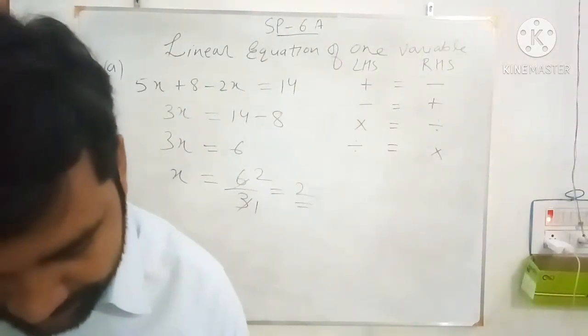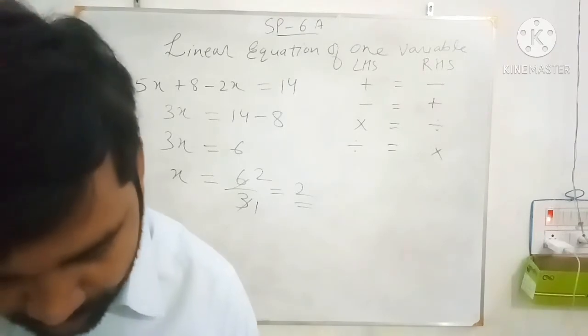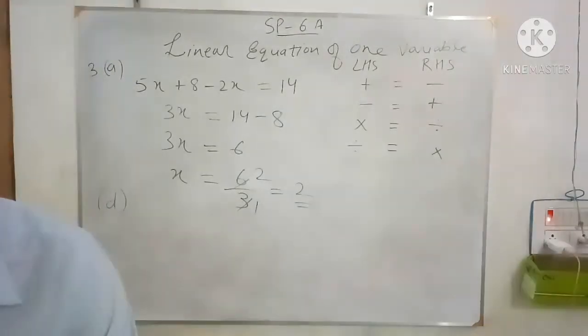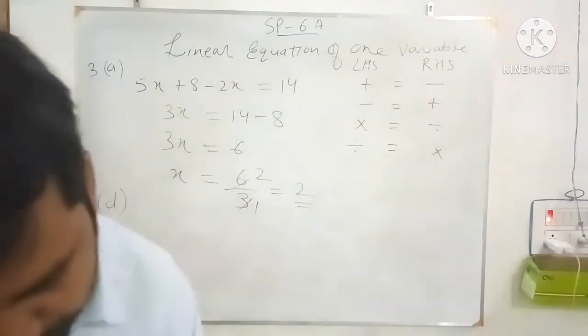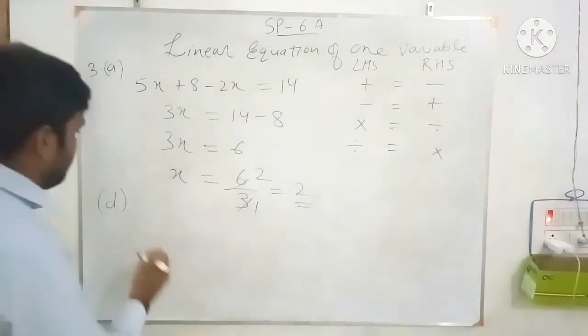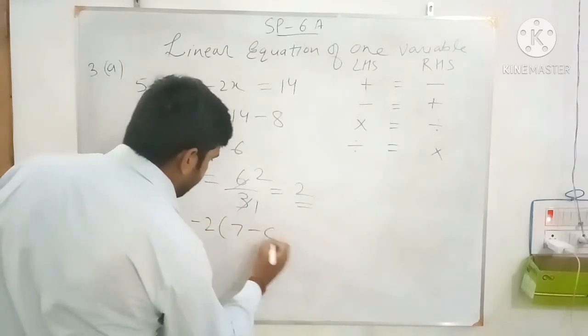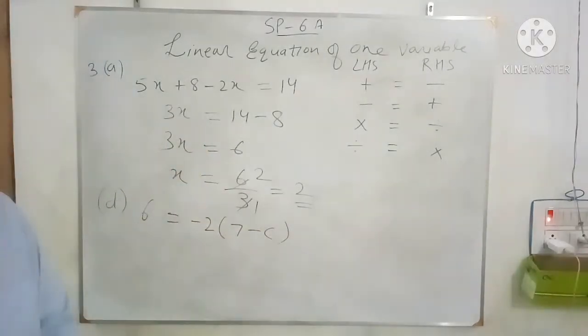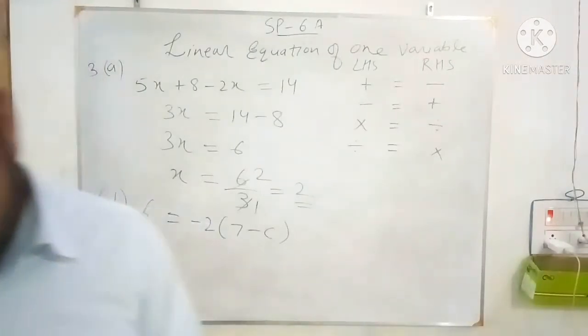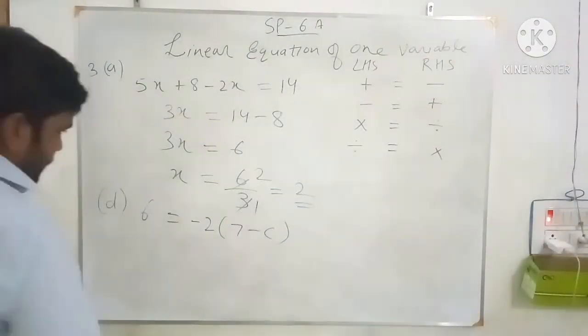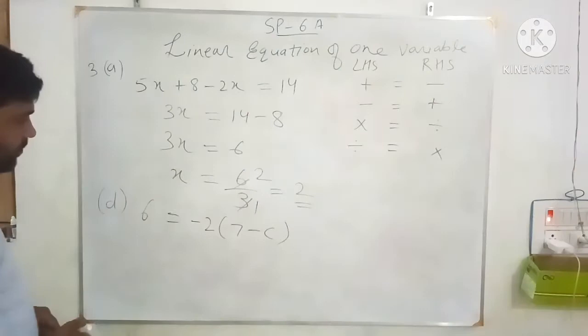Now third D, C. 6 is equal to minus 2 in bracket 7 minus C. That is the equation: 6 is equal to minus 2 in bracket 7 minus C. Now see how we solve this question.